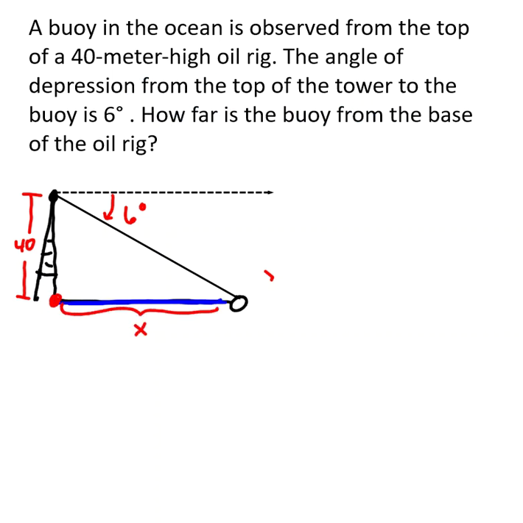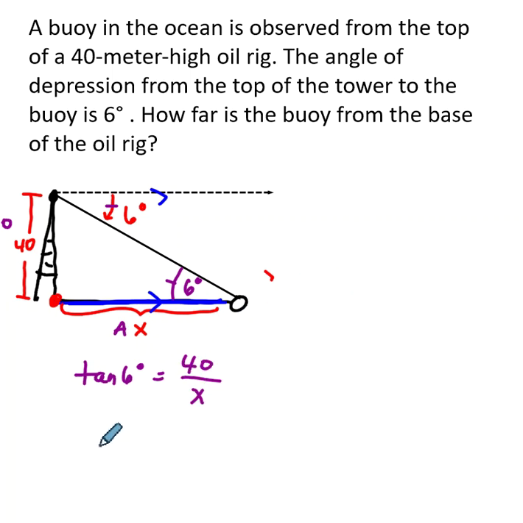Okay, I can fill in 6 degrees down here, because again, I have parallel lines. The water and this horizontal line of sight are parallel, which provides a 6-degree angle there because of these alternate interior angles. Okay, and then from here, we're going to decide which ratio we want to use. I have opposite and I have adjacent, so that's telling me tangent. So I'll have tangent of 6 degrees is 40 over x.